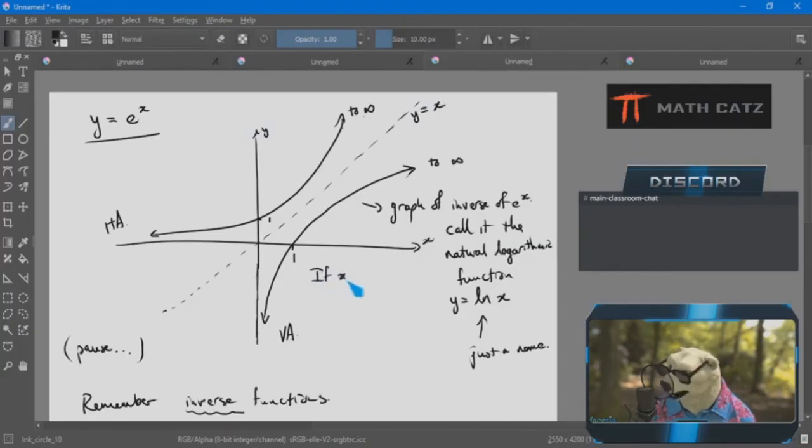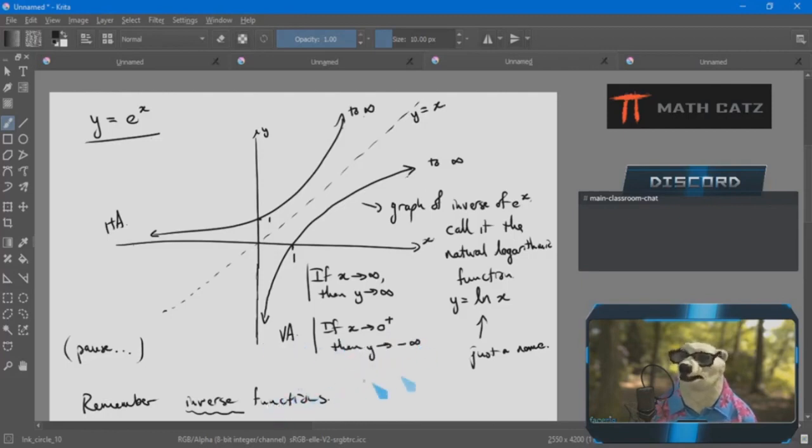If x approaches infinity, then for this guy, y approaches infinity. It doesn't grow as fast, but it grows. It never stops growing. So that's one. And then the vertical asymptote. If x approaches 0 from the right, then y approaches negative infinity. Vertical asymptote. It's undefined for x less than or equal to 0.